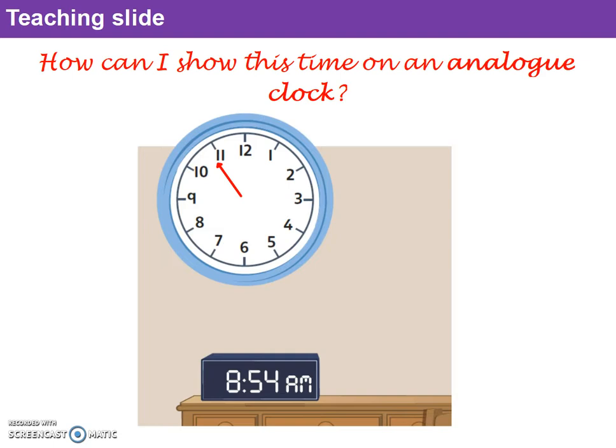So if we change it round, we've got 54 minutes past the hour, which can become 6 minutes to the hour. So if we're thinking about that, 8:54 is 54 minutes past 8, but it's also 6 minutes to 9, which means my hour hand is going to be pointing very close to 9. Not quite 9, but very close to 9. So 8:54 would look like roughly this on the clock, because we'd be reading it as 6 minutes to 9.